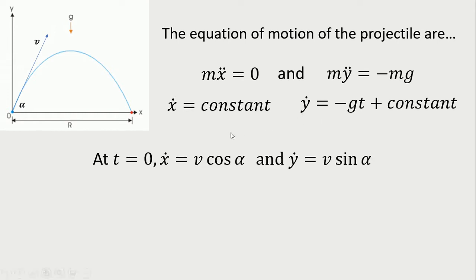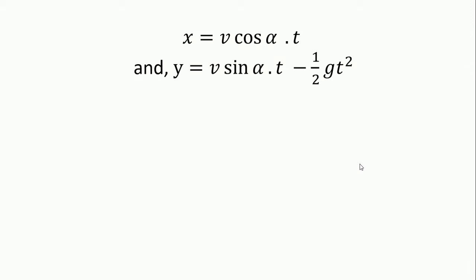If we use the initial conditions, that at t equal to 0, x dot equal to v cos alpha, the velocity component along the x axis, and y dot equal to v sin alpha, the velocity component along the y axis, and we simplify, the equations of motion become x equal to v cos alpha times t and y equal to v sin alpha times t minus half g t square.